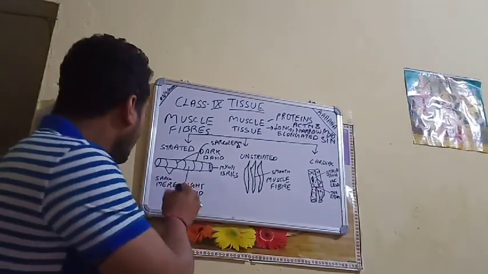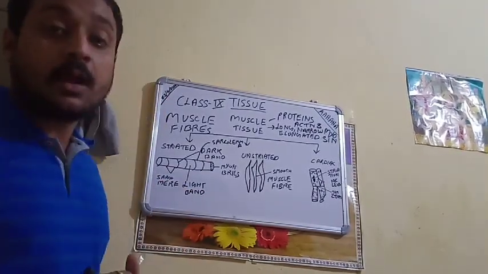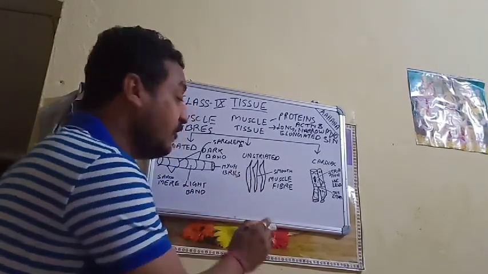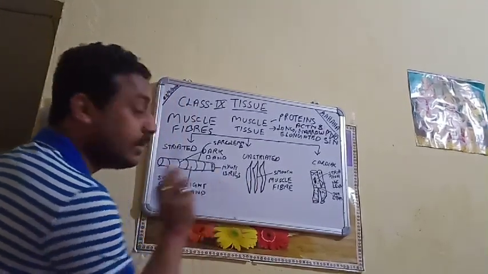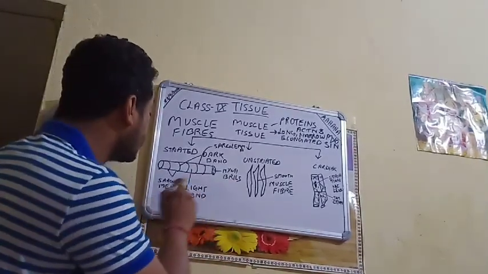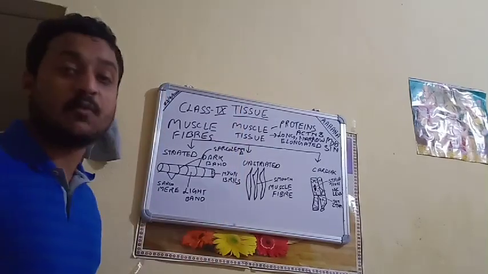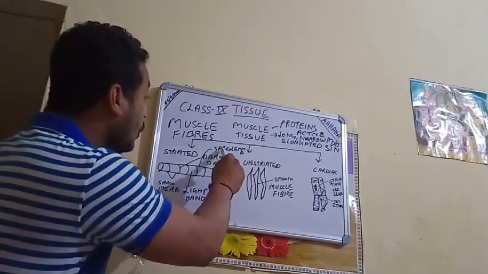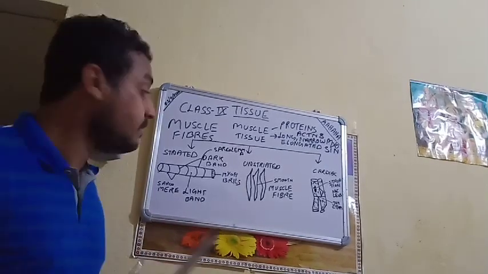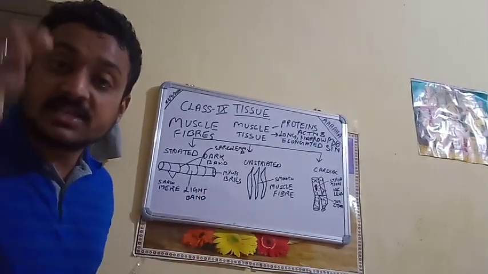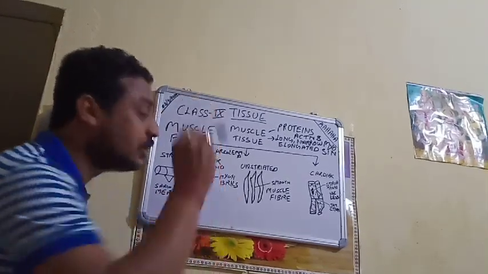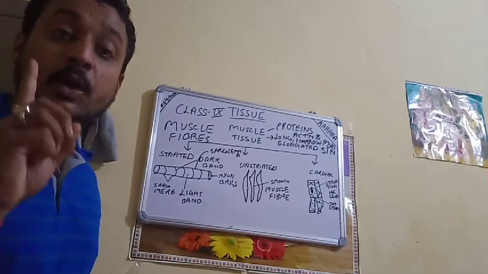Now, sarcomere. What is sarcomere? Sarcomere is the functional unit of the myofibril. If myofibril is present without sarcomere, then myofibril cannot function. It is the functional unit. So, sarcolemma is the plasma membrane in which the muscle fiber resides. Myofibrils are the finest fibers present in the muscles. Sarcomere is the functional unit of the myofibril, which helps the myofibril to function.